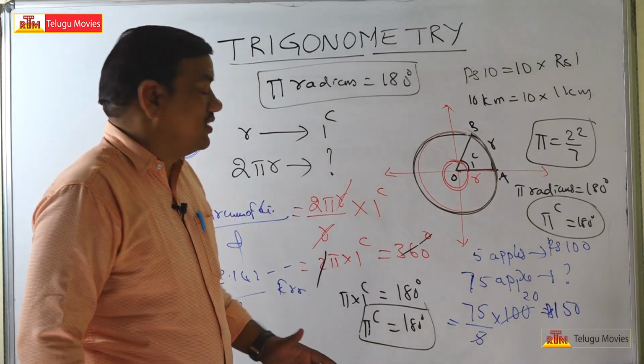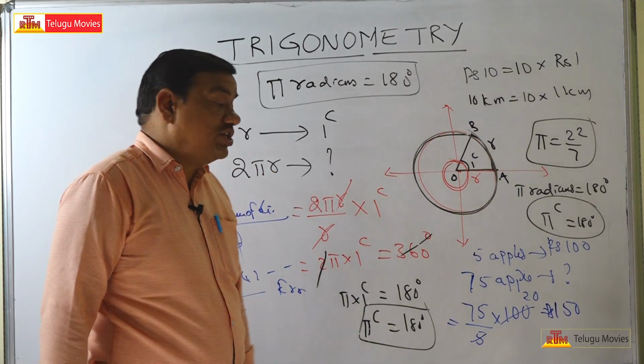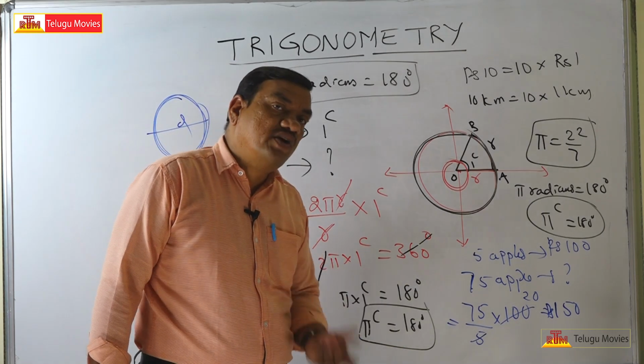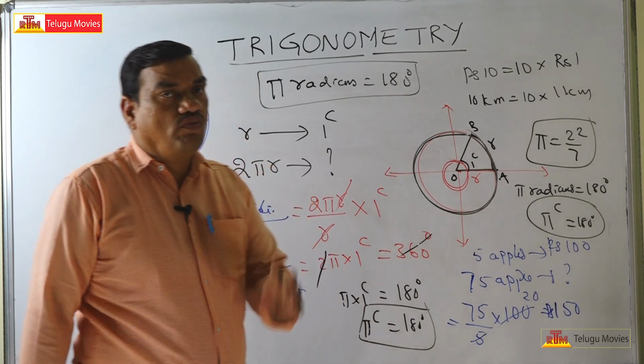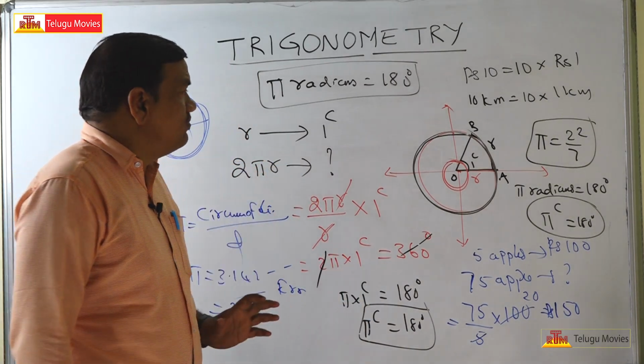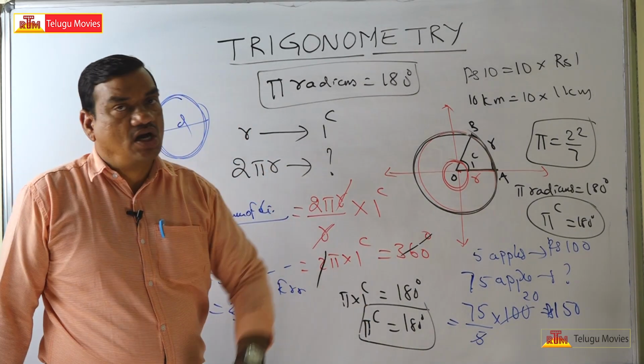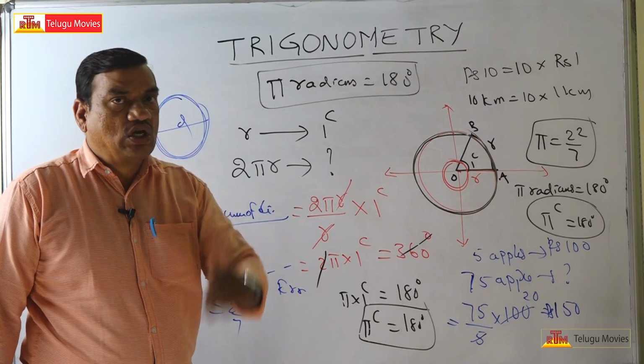After this, we can know that 2 pi radians is equal to 360 degrees, and pi by 2 radians is equal to 90 degrees. The first basic thing is pi radians is equal to 180 degrees. Understand? I hope you understand this concept. Okay, so let us go for the next concept.